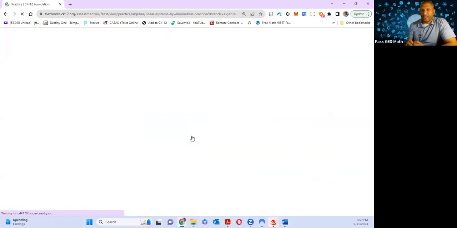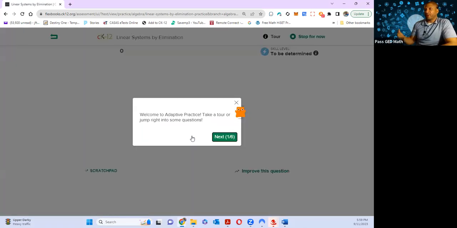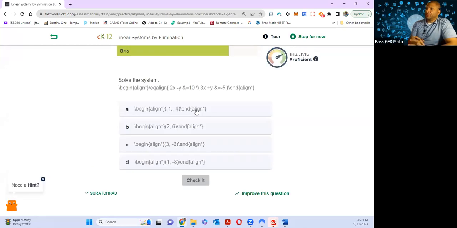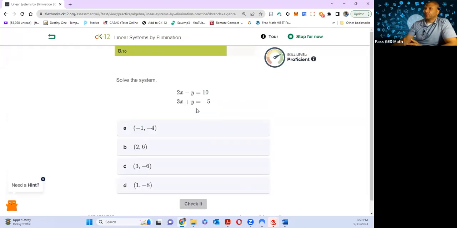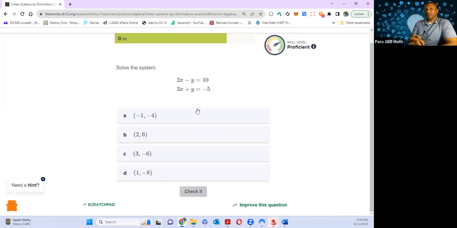Linear systems by elimination. There are three ways you can solve a system of equations: one's by graphing, one's by elimination, and one's by substitution. In this question, it says solve the system. Now, you could do this by hand. I'm going to show you how to do it by hand, then I'll show you how to use the multiple choice. So the key word is elimination.